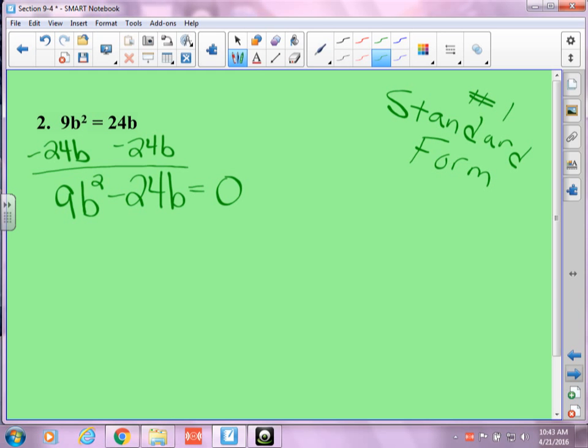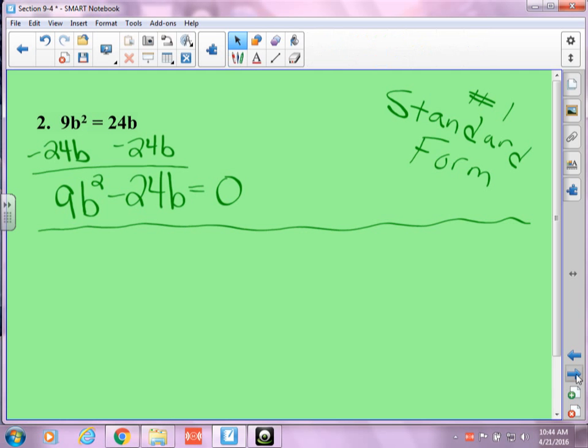That's step 1. You need to make sure it's in standard form. And they've been in standard form so far. Okay? Why can't I add the 9b squared and the minus 24b? One is squared and one is not, so they're not like terms. You remember when we talked about that before? They have to kind of be like terms. Okay, so I got standard form done.